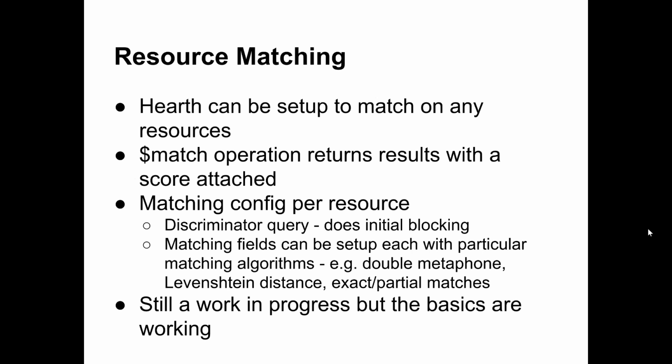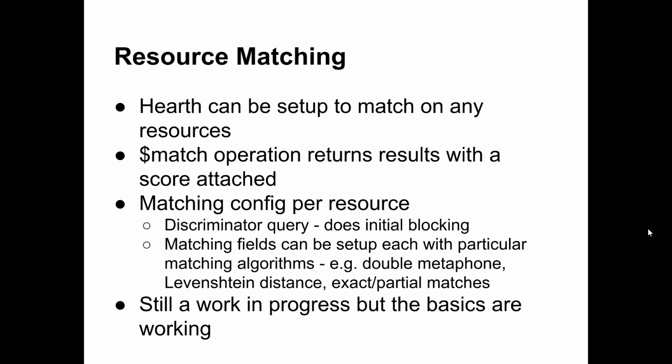So the next config that you can set up is a set of matching fields that you want to consider. So you can choose within HEARTH which fields you want to consider in a resource. So you can choose maybe first name, last name, gender, date of birth are often common ones. So you can choose those 4 and set up how those are matched. So we support only a few matching algorithms at this time, but it's easy to add more, and we hope to add more in the future.